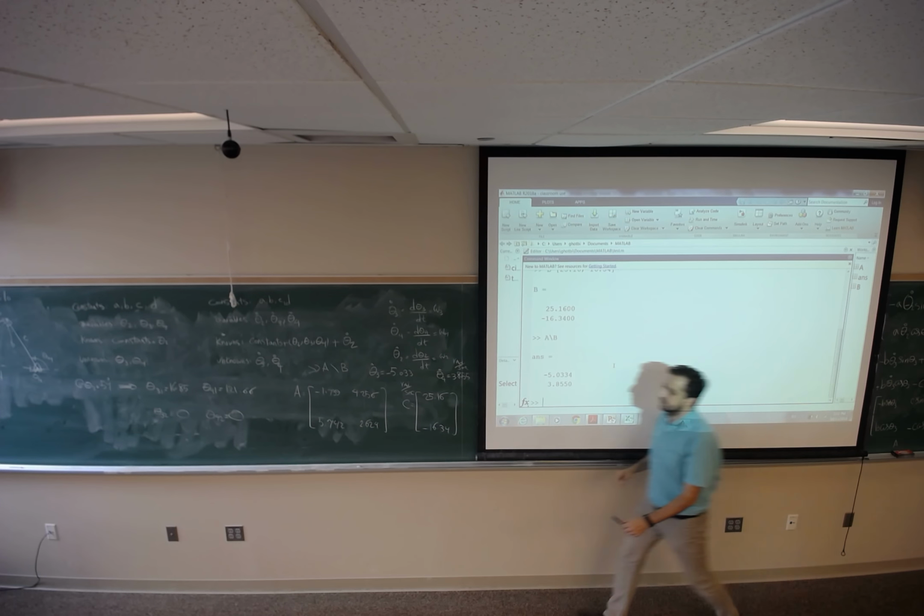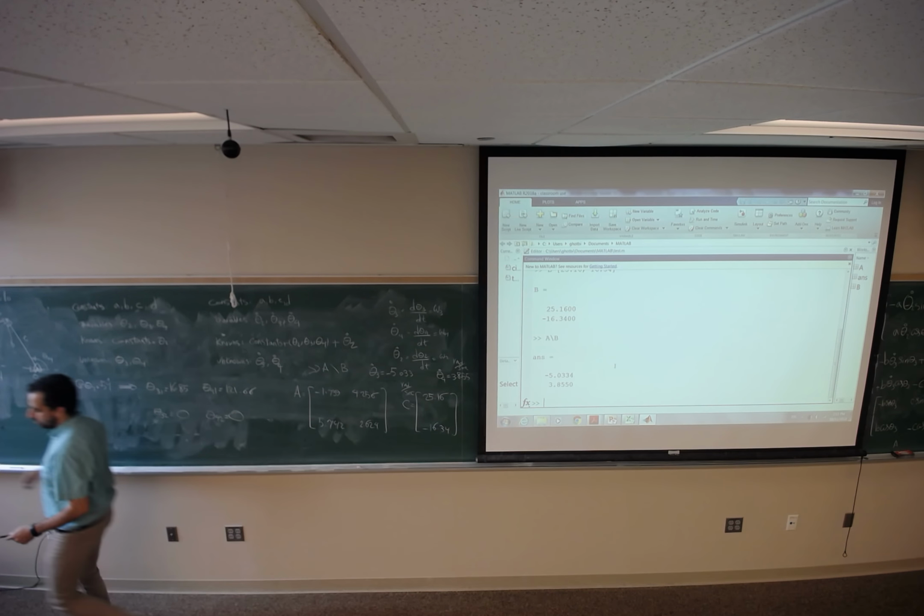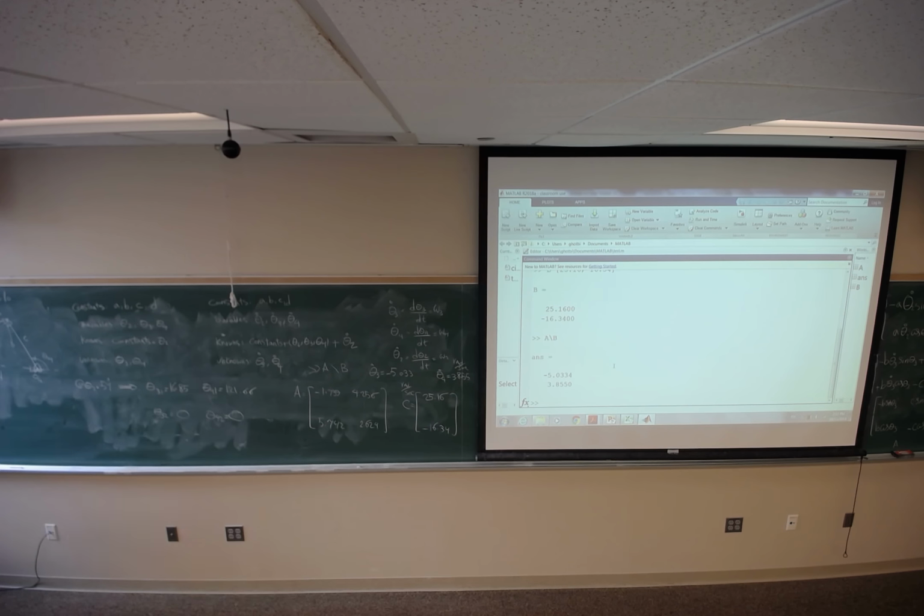The result shouldn't be different. Make sure that you know how to use this command because for the homework you need to use it in MATLAB code. Question.